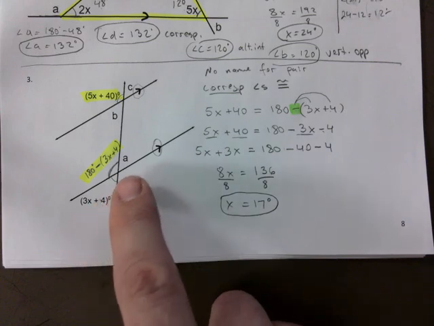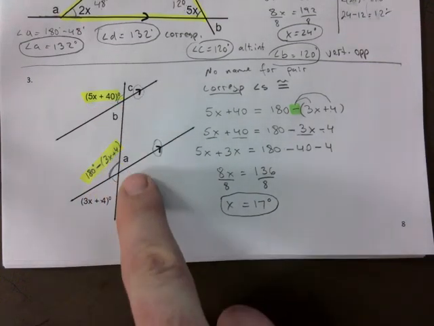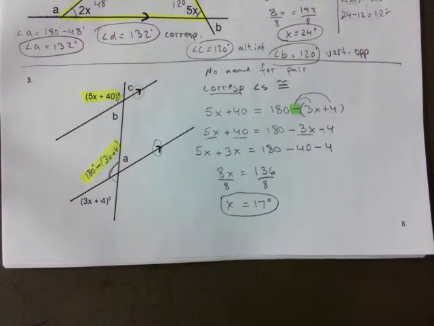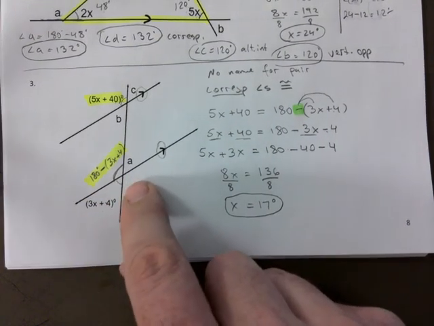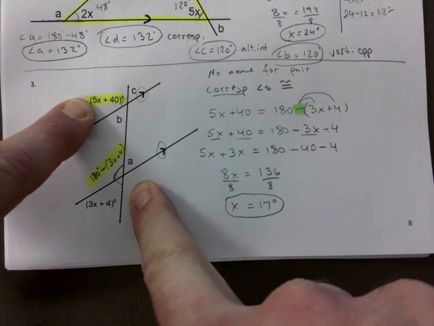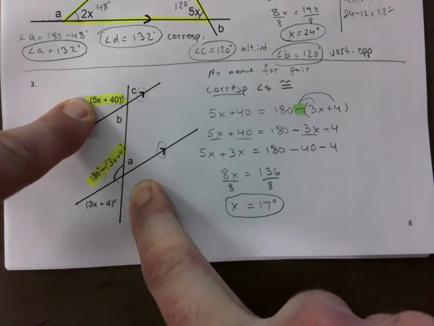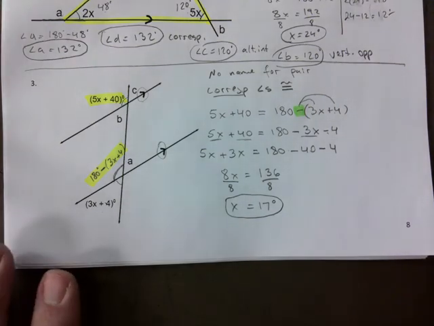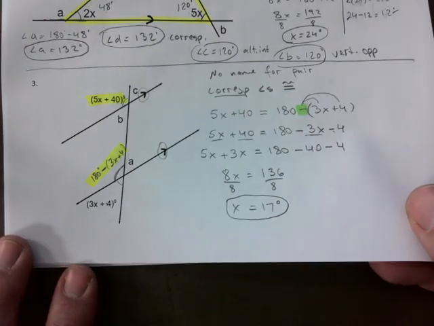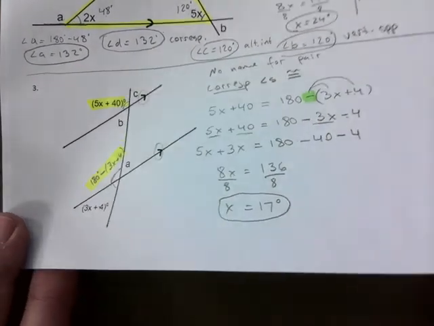Mr. Dixon, could I have found this one and then used alternate exterior? Yes, but it would have been the same final answer because it's still 180 minus this to get that one. And then you have vertically opposite, alternate exterior angles, right, that are here. So we're just going to leave it at that. We're not going to find A and B or C. We're just going to leave it there.